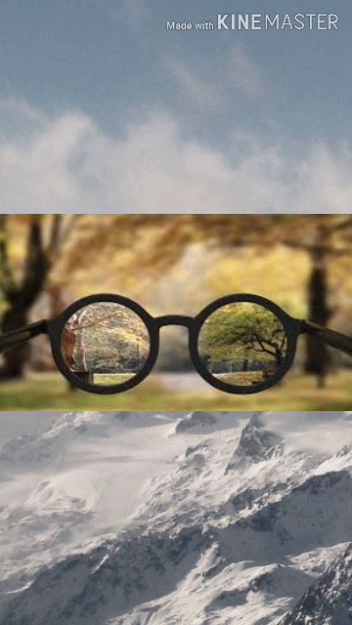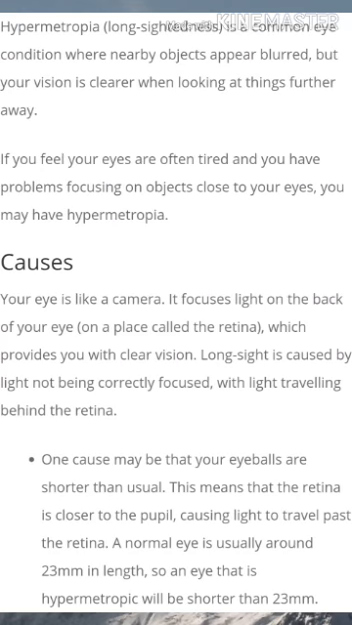And next one is hypermetropia. Hypermetropia is also called long-sightedness. It is a common eye condition where nearby objects appear blurred, but your vision is clear when looking at things further away. If you feel your eyes are often tired and you have problems focusing on objects close to your eyes, you may have hypermetropia. Your eye is like a camera. It focuses light on the back of your eye, which provides you with clear vision.